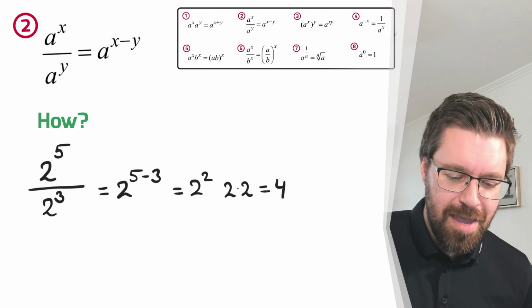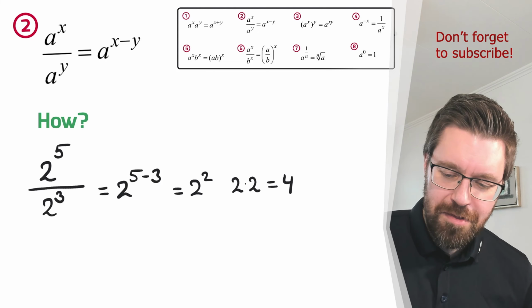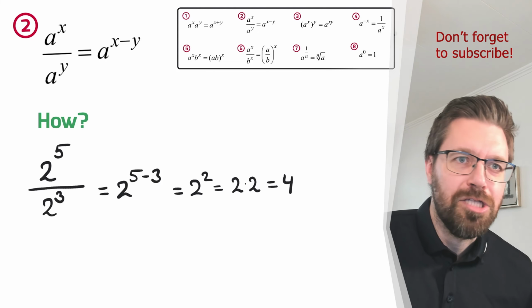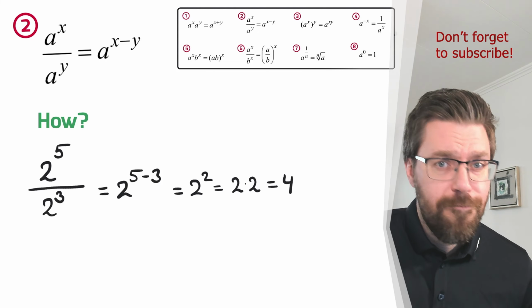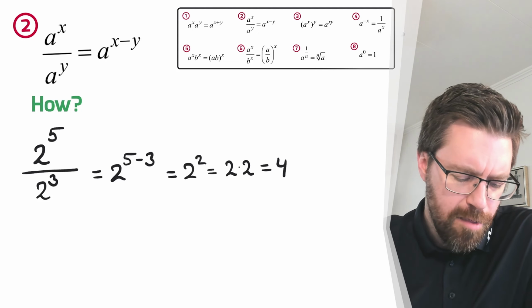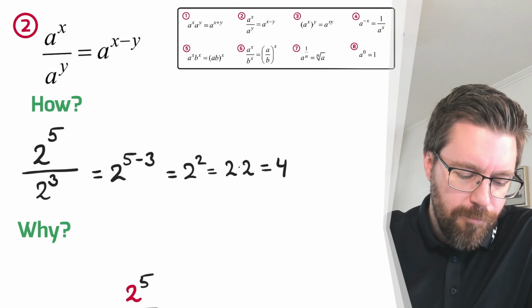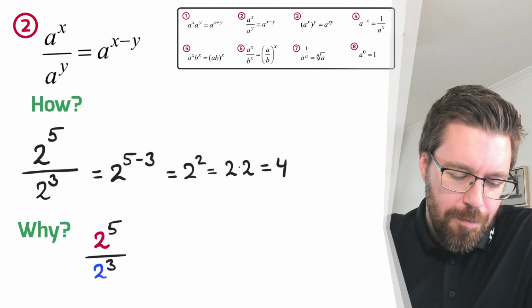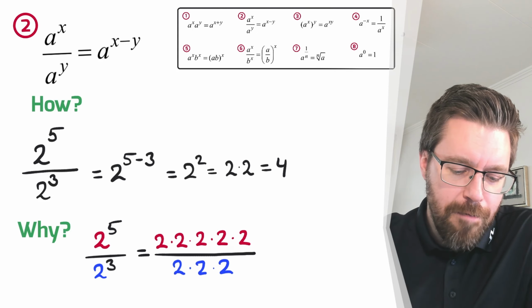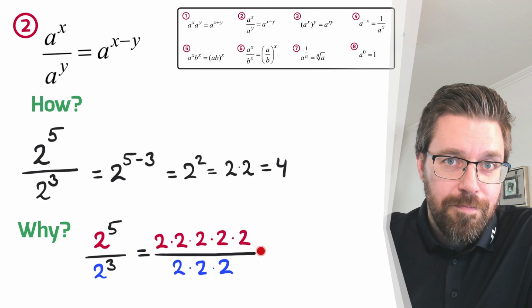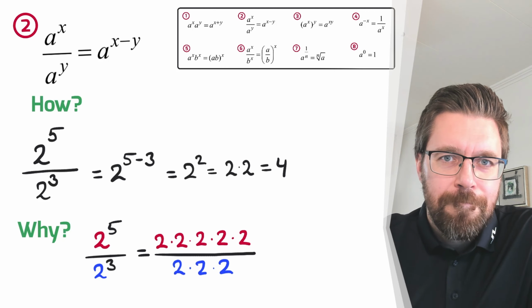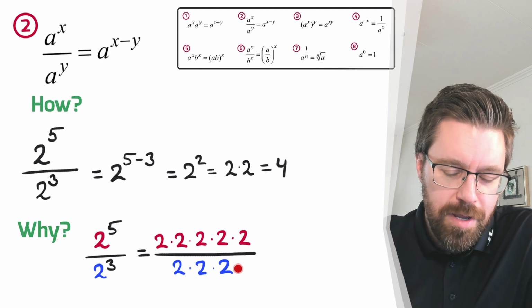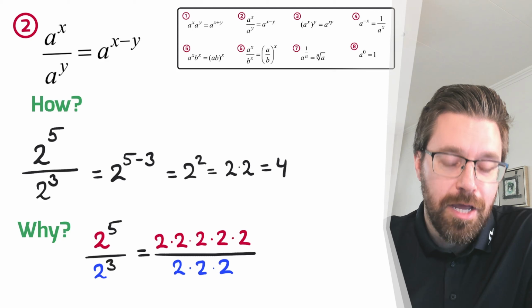And of course it means that you have 2 2's and multiply them with each other, and then it equals 4. But why is this working? I will write it like this with colors. In the numerator we have 5 of the 2's multiplied with each other. In the denominator we have 3 2's multiplied with each other.